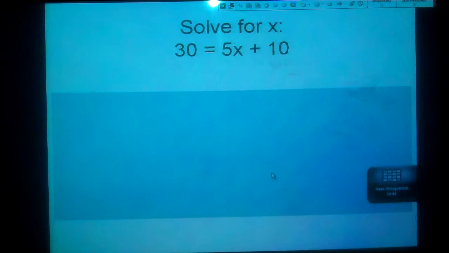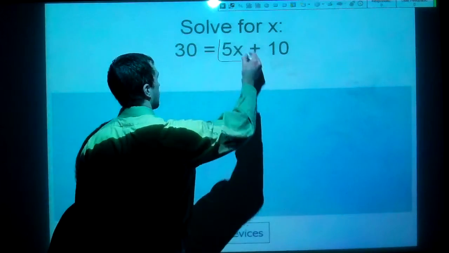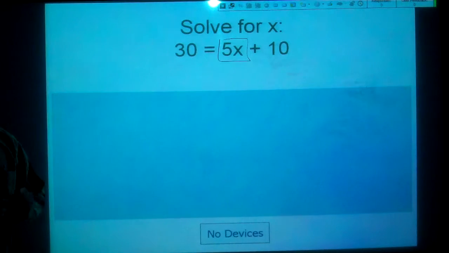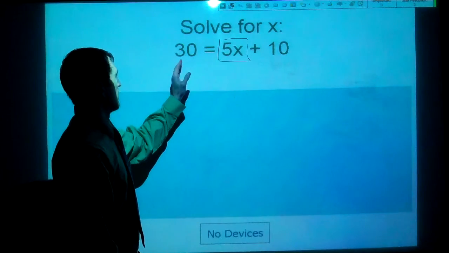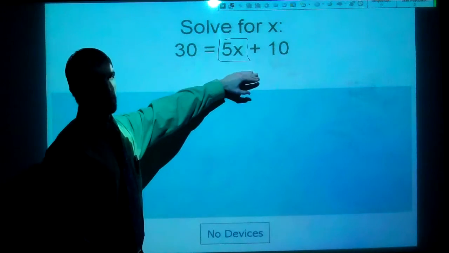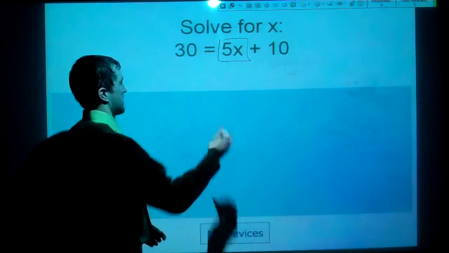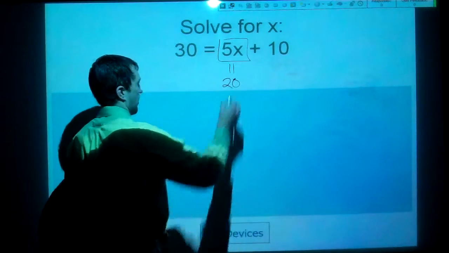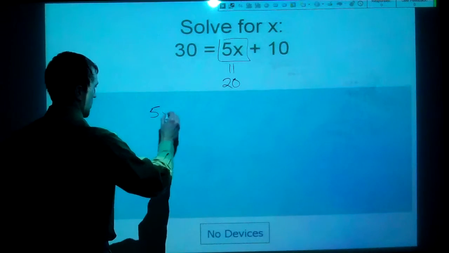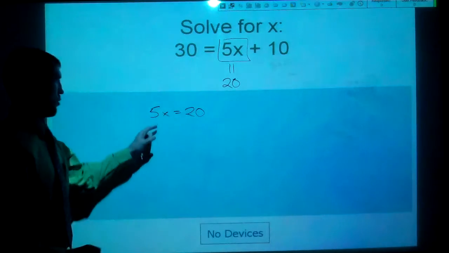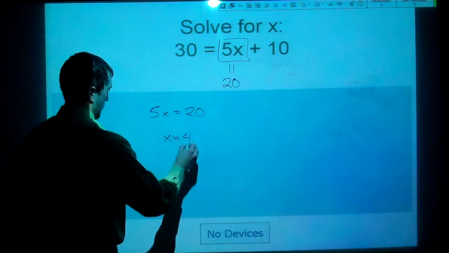Okay, moving on. Solve for X. One thing that we've been doing, you don't have to do everything the way that I do. So this was another option that I showed everybody. Basically, we're looking at 30 equals 5 times something plus 10, or what plus 10 equals 30. Well, we know that this has to be 20, because 20 plus 10 is 30. So we know that 5x equals 20. Well, what times 5 gives you 20? 4 does, so x has to be 4.